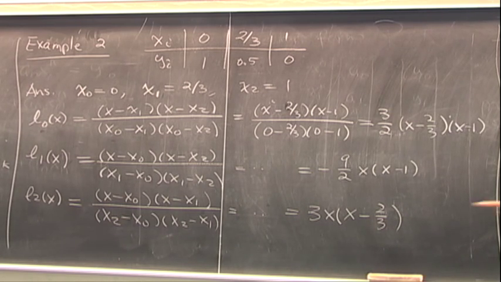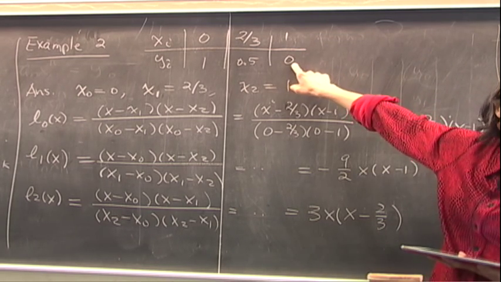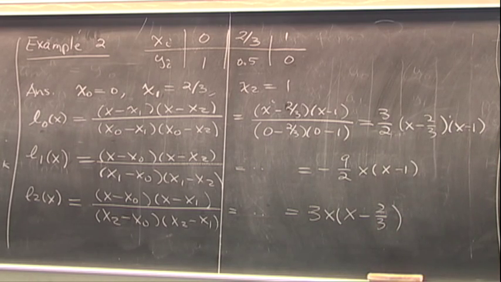Y1 is 0.5, and it's multiplied here, so actually I get negative 9 over 4 x minus 1. And then I have one more term, y2 times L2. Well, what's y2? It's 0, so there's nothing to add, isn't it? So I actually didn't have to work this out, did I? It's not needed, L2. It will be multiplied by a 0.